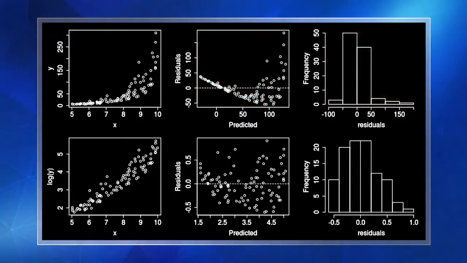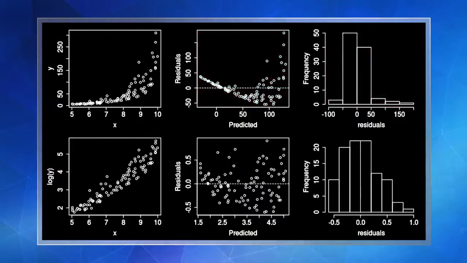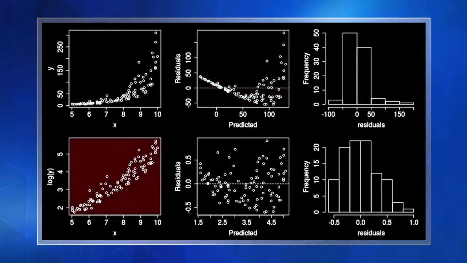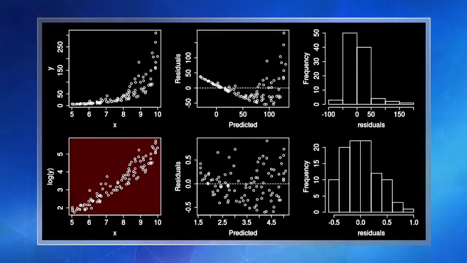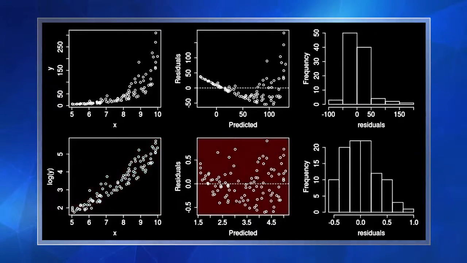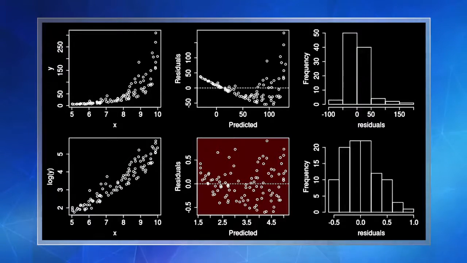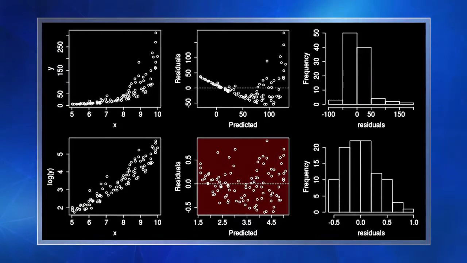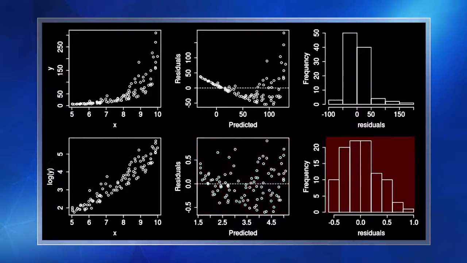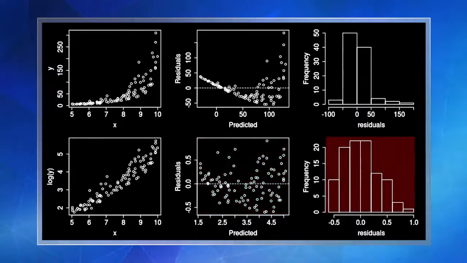Now, along comes the natural log, and look what it does to this data set. After just taking the natural log, our data appear linear, and our residuals even look more linear. Notice how they're centered at zero, they have much less of a pattern, and you see where our histogram has even shifted closer toward normality.